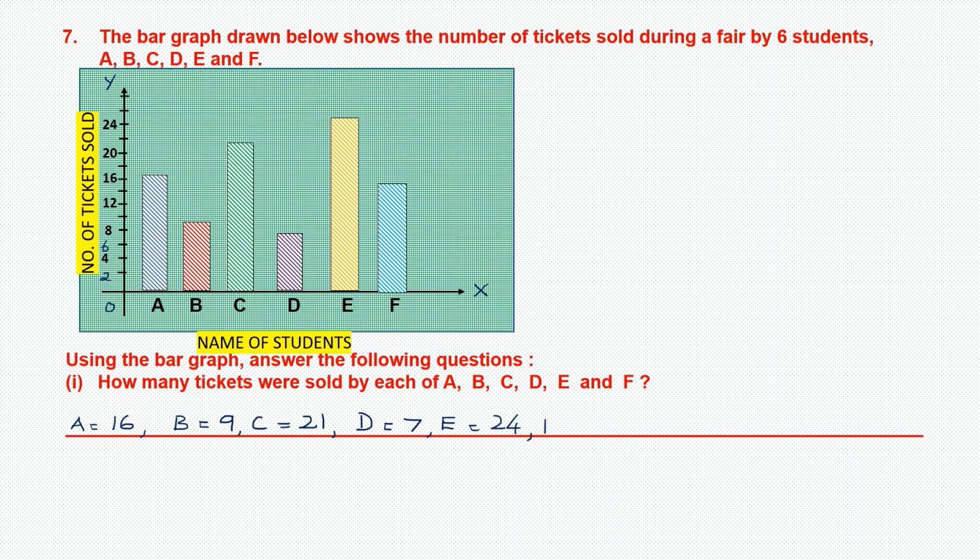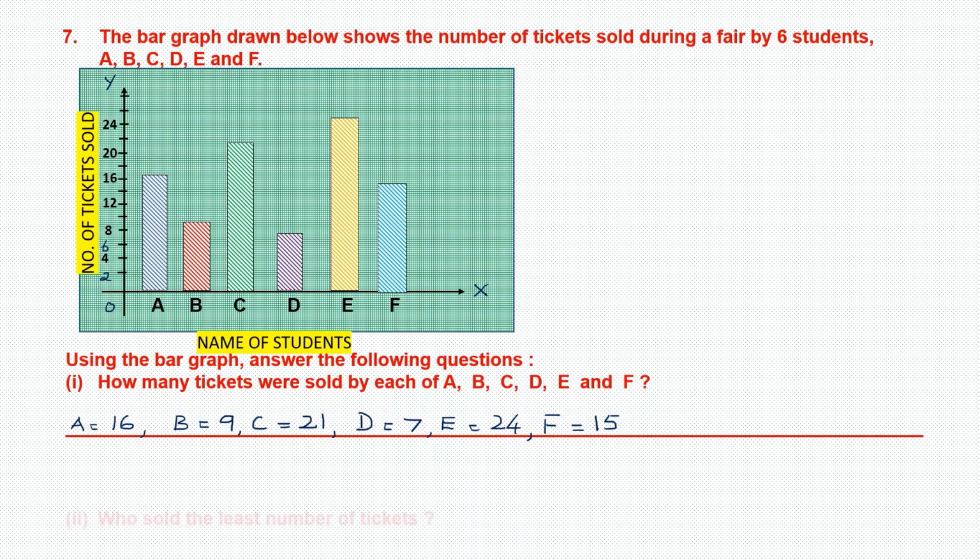Now let's see how many tickets were sold by F. So let's follow the bar and see the topmost part. Keep your ruler because it's the last bar. You mustn't go wrong here. Follow with your ruler, touch the line, and then you can see that it's above 14, below 16. That means it is 15. So F has sold 15 tickets. So these are the tickets sold by the 6 students, A, B, C, D, E and F.